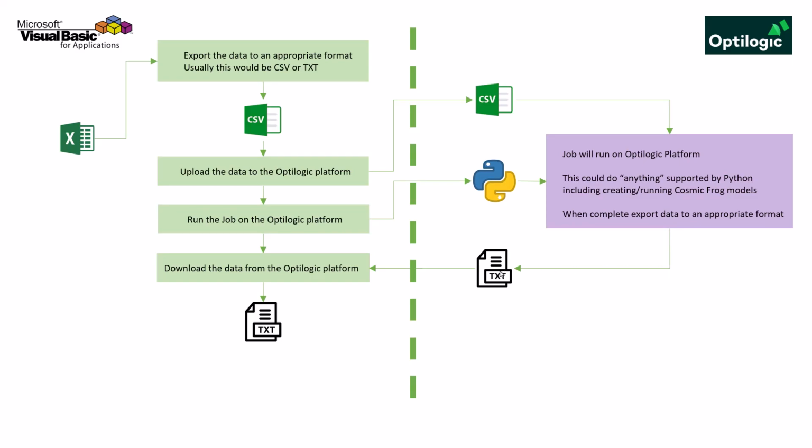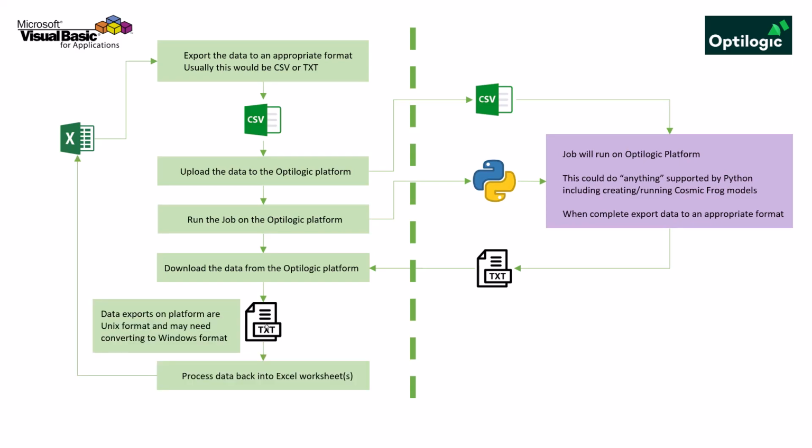The next thing we can then do is download that from the platform so we have it locally. And again, we'll explore how we can use a standard function to be able to download the data so it's back alongside our Excel app. And then finally, we can take that data that's been downloaded from the platform and process it back into the Excel app, updating sheets and results for the user.